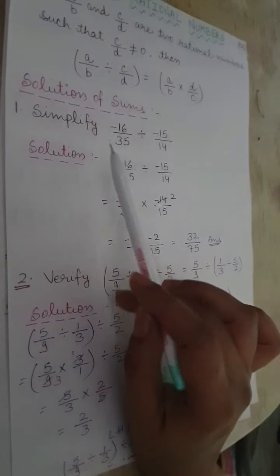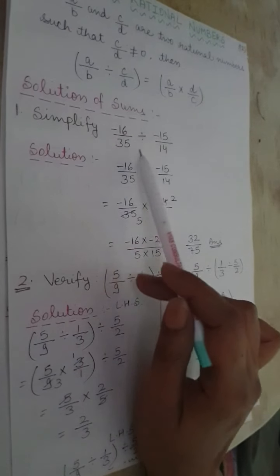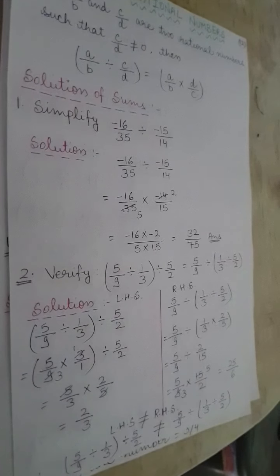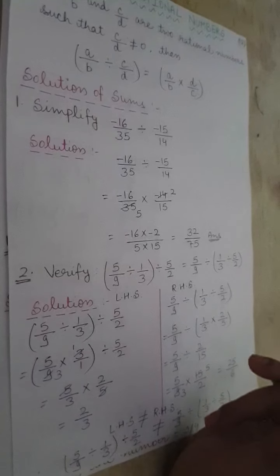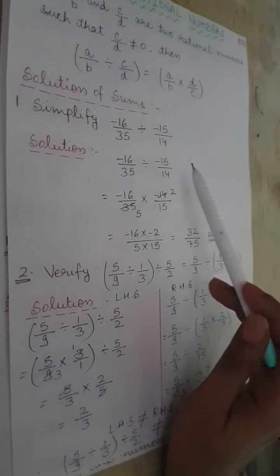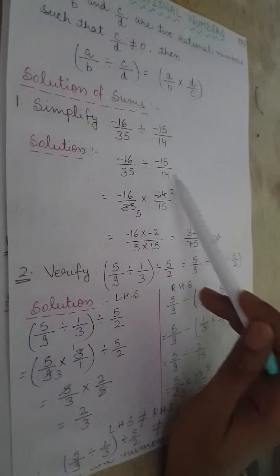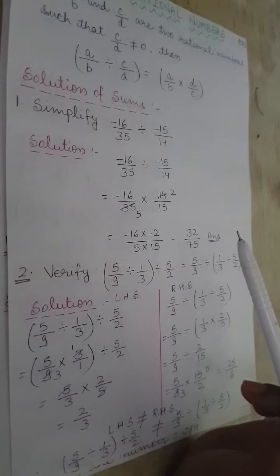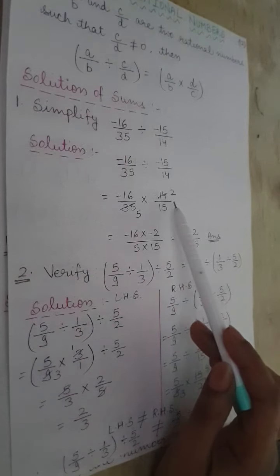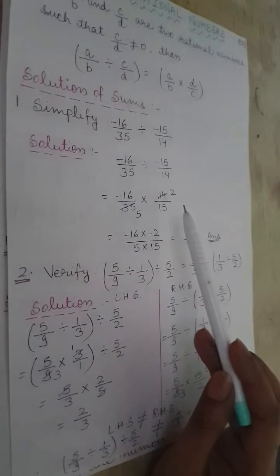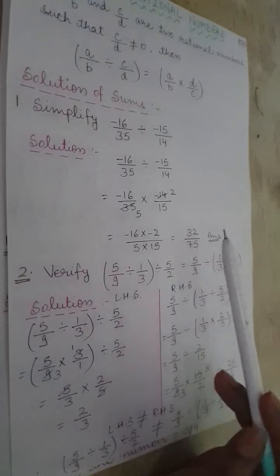Okay. Now take some examples. First, simplify minus 16 upon 35 divided by minus 15 upon 14. In this question, what rule should be followed? First, convert the divide sign into multiply and take the reciprocal. What will be the reciprocal of minus 15 upon 14? The reciprocal will be minus 14 upon 15. We have reversed it: the numerator to the denominator and the denominator to the numerator.